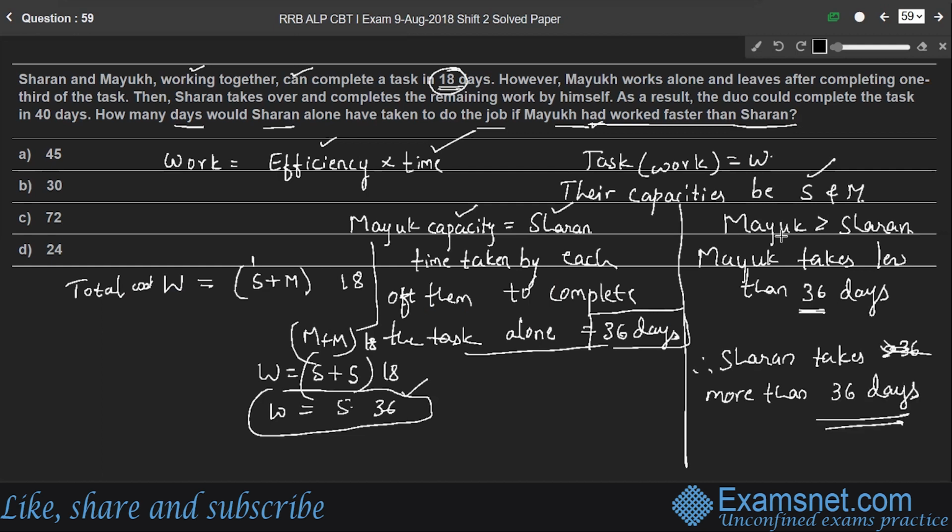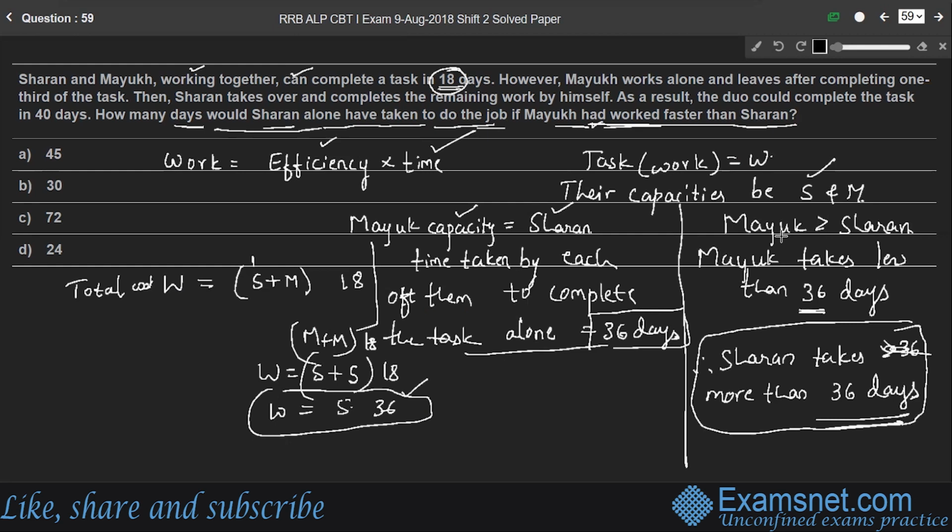What is the question here? How many days would Sharan alone have taken to do the job if Mayuk has more capacity than Sharan? So Sharan takes more than 36 days, which is very important here to assume the answer.